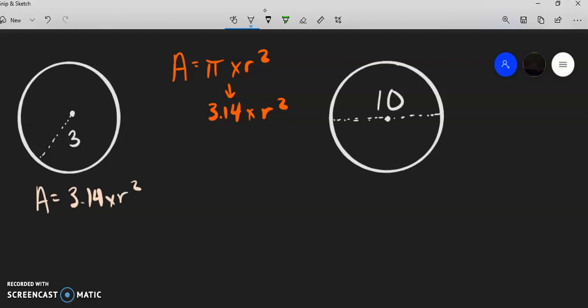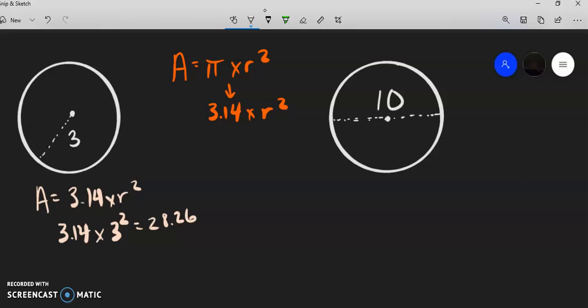So we're going to type in the calculator 3.14 times the radius, which for this circle is 3 to the second power, and that should give us 28.26.